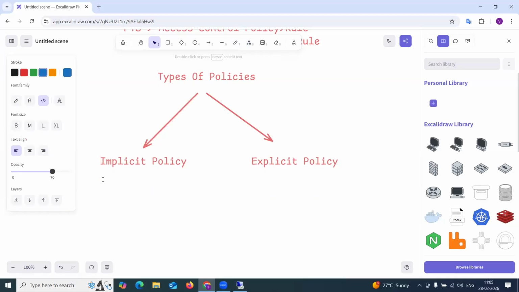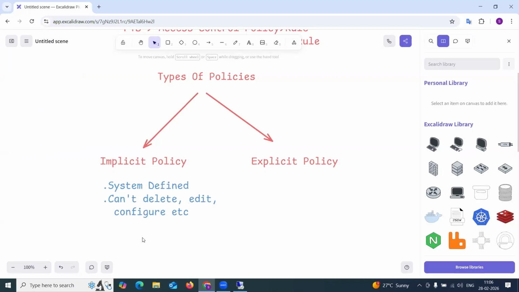See, when I say implicit rule, the first point is that it is system defined. Second, you can't delete, edit, configure, etc. I mean, an implicit rule can't be modified. You can't change it.